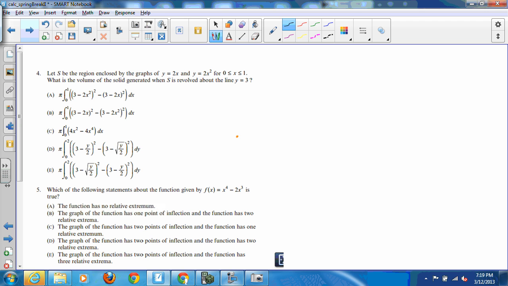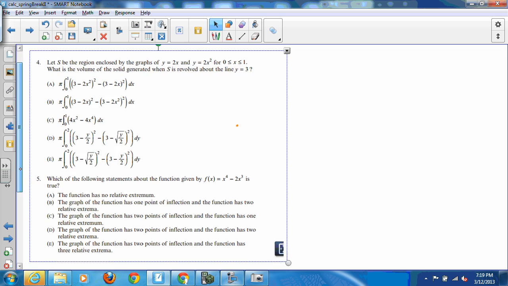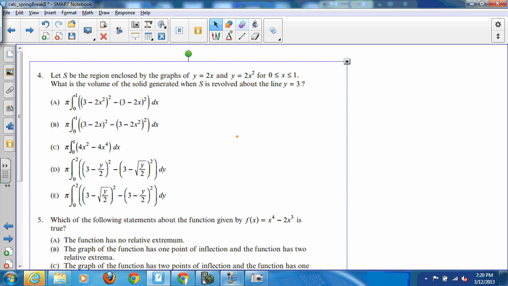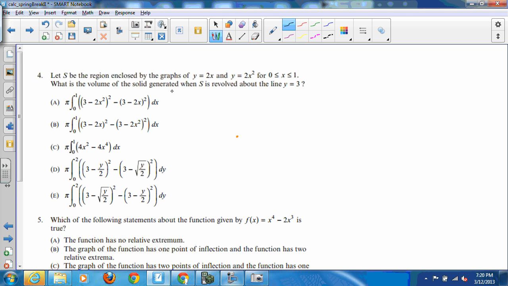Alright, number 4. Let me make this just a little bit bigger if I can. Okay, we have a volume problem here, right? The volume says y equals 2x and y equals 2x squared between 0 and 1. So we don't have to figure out if they intersect or anything like that. We just need to know that we're going to evaluate from 0 to 1. And we're going to rotate this about the line y equals 3.